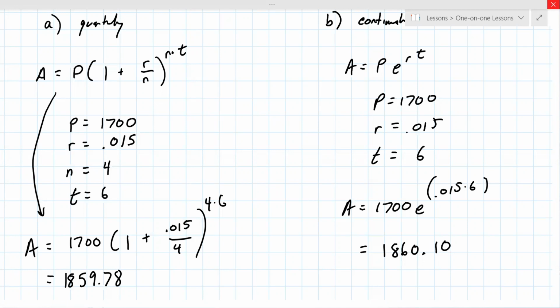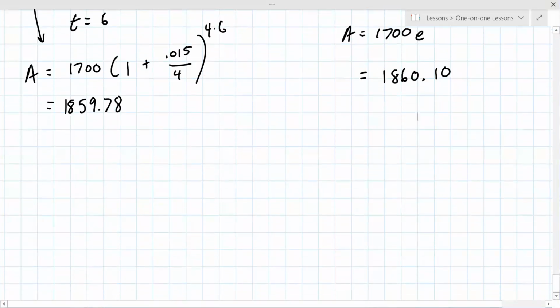To just close it out, it says how much money would you have in each account? We've answered that. And then which account should you choose? It would be the one on the right because you'll have more at the end. So you should invest in continuously compounded interest, but that's always the case, especially if everything else is the same.